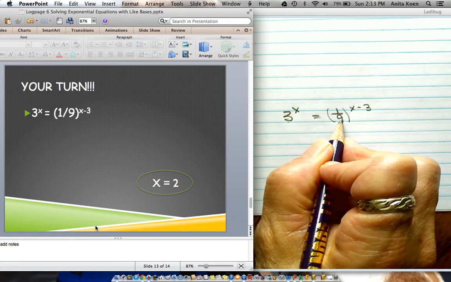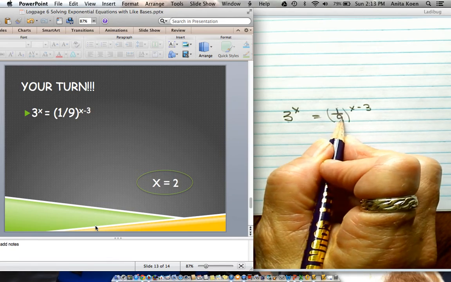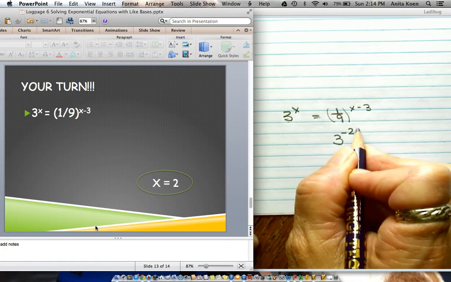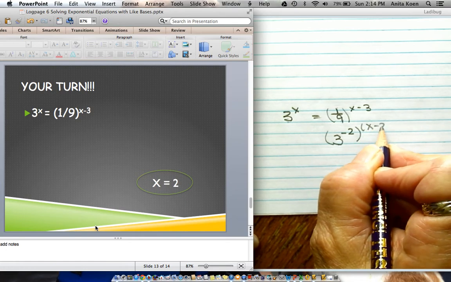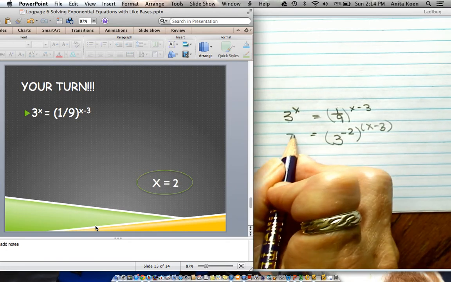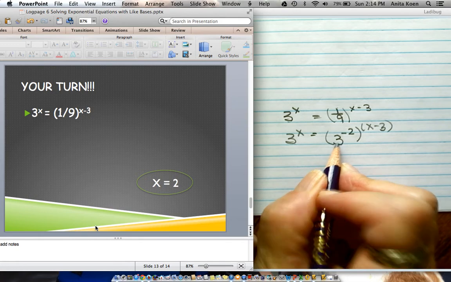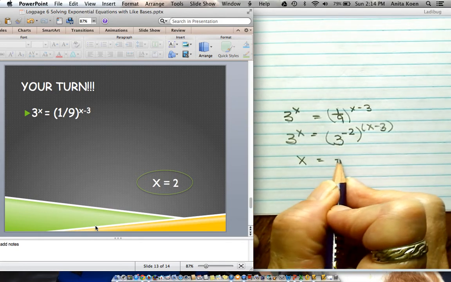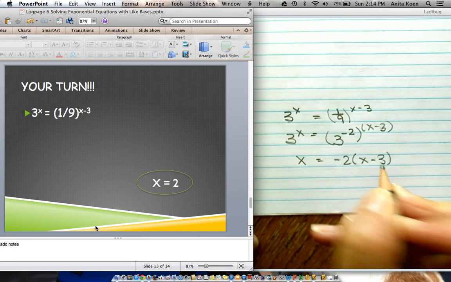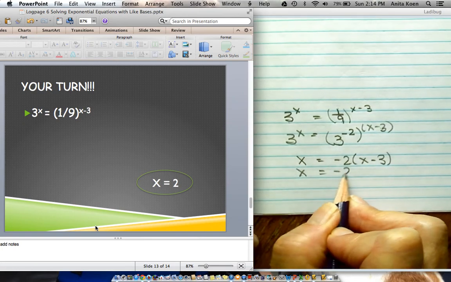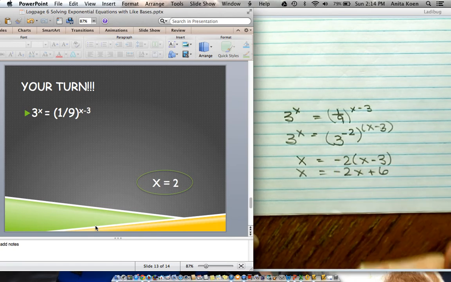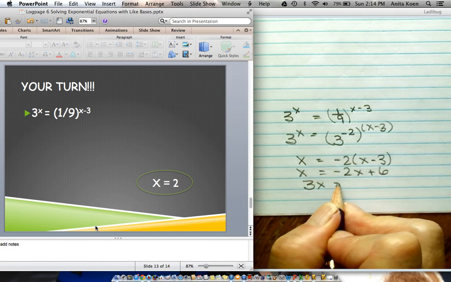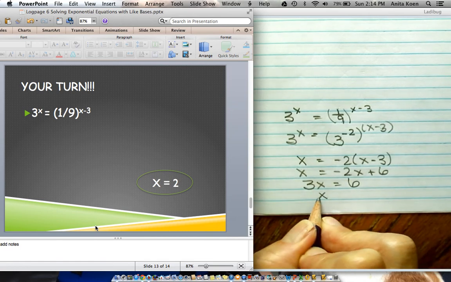9 is 3 squared. Since this is a fraction, or the reciprocal of 9, I'm going to change this to 3 to the negative 2 raised to the x minus 3. And that's going to be equal to my 3 to the x. Now my bases are the same, so I can set my exponents equal. Raising a power to a power, I multiply these exponents. So I get x equals negative 2x plus 6, because I have to distribute. When I add 2x to both sides, I get 3x equals 6, or x equals 2.